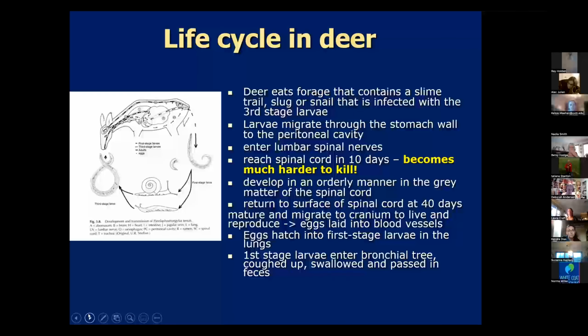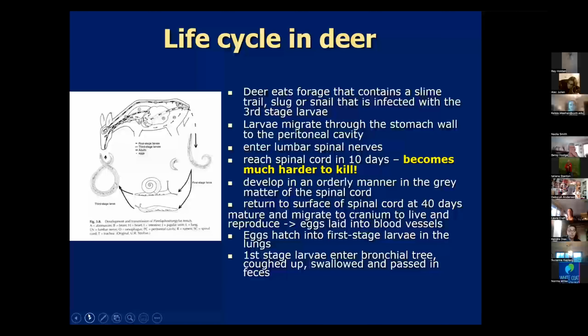Okay, and then at the end of about 40 days, it comes back to the surface of the spinal cord, and it matures and migrates into the brain, into the cranium, and lives and reproduces there. And then the eggs are laid into the blood vessels. And even though this seems really invasive in the white-tailed deer, it's essentially cohabitation. They get along just great.